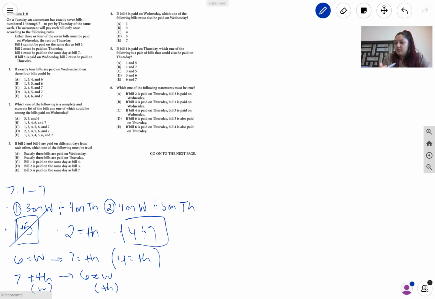Okay. Does it also mean that when 7 switches from Thursday, so now it's on Wednesday, that 4 needs to also be on Wednesday? Yes, 4 is always paid on the same day. Okay. Anyone have any questions? That's a great question.